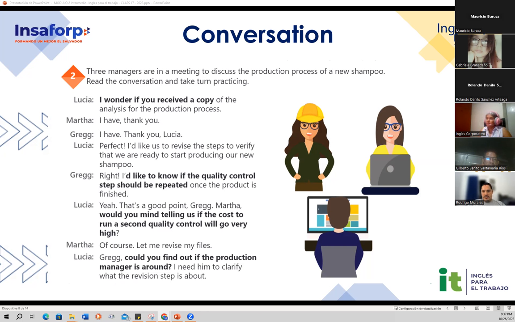Of course, let me revise my files. Greg, could you find out if the production manager is around? I need him to clarify what the revision step is about. Thank you so much. Okay, Gabby?